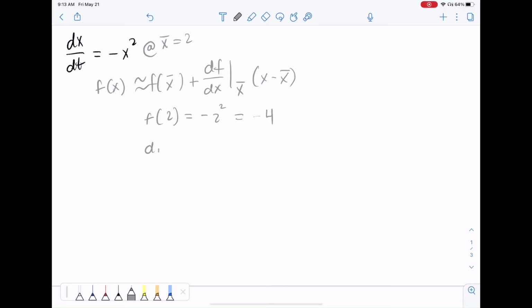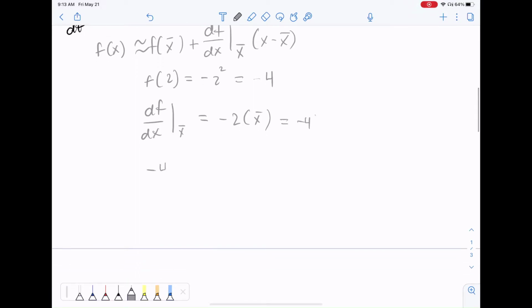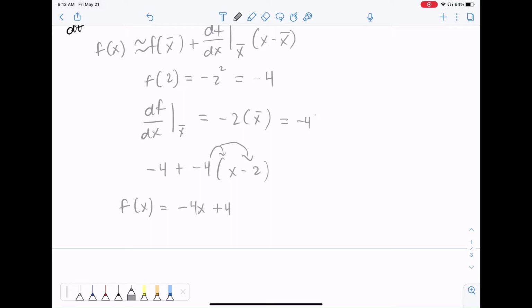Next, we're going to want to take the derivative of f with respect to x at x bar, which is going to be negative 2 times x bar, which is going to be negative 4. Plugging this into our equation, we have negative 4 plus negative 4 times x minus 2. Distributing this 4 to both things inside that parentheses, we finally have f of x is equal to negative 4x plus 4. And there you have it.